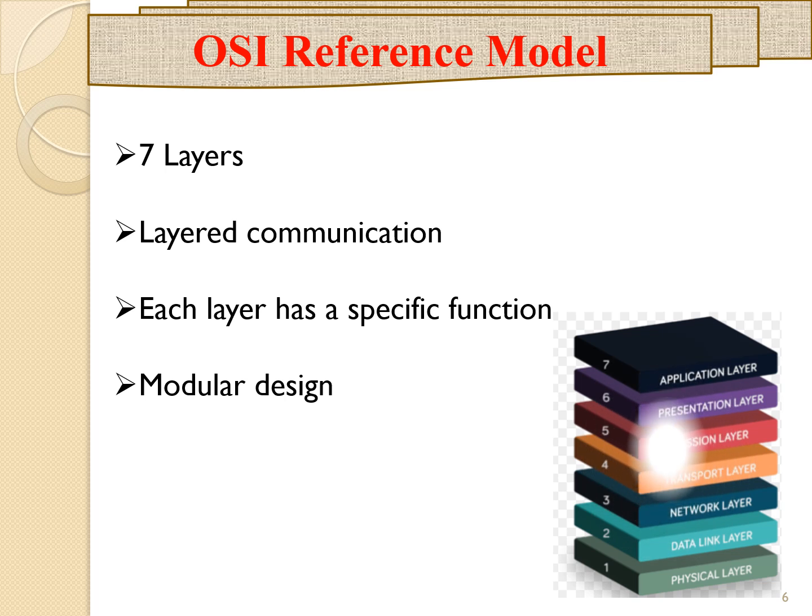The OSI reference model divides network communication into 7 layers. Each layer performs a specific function and provides services to the layer above it. This modular design simplifies network implementation, maintenance, and troubleshooting.